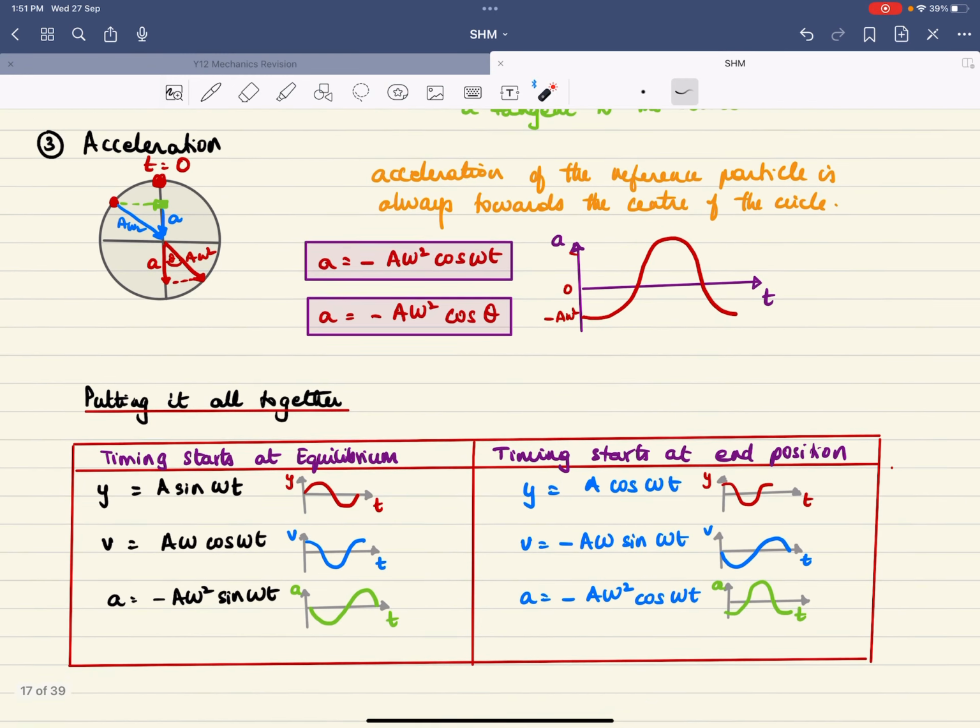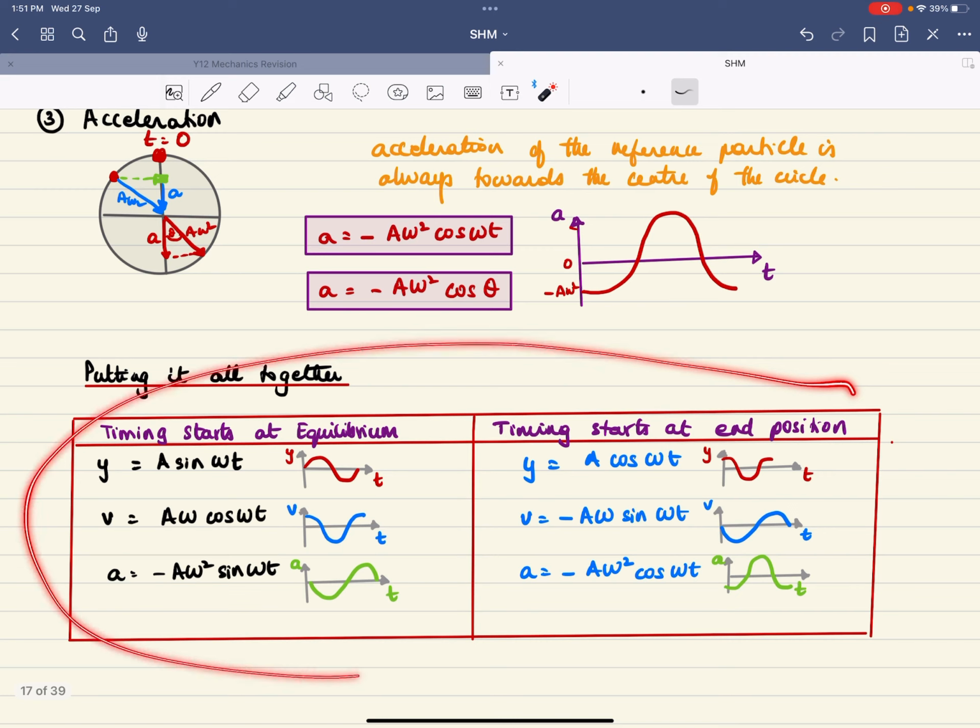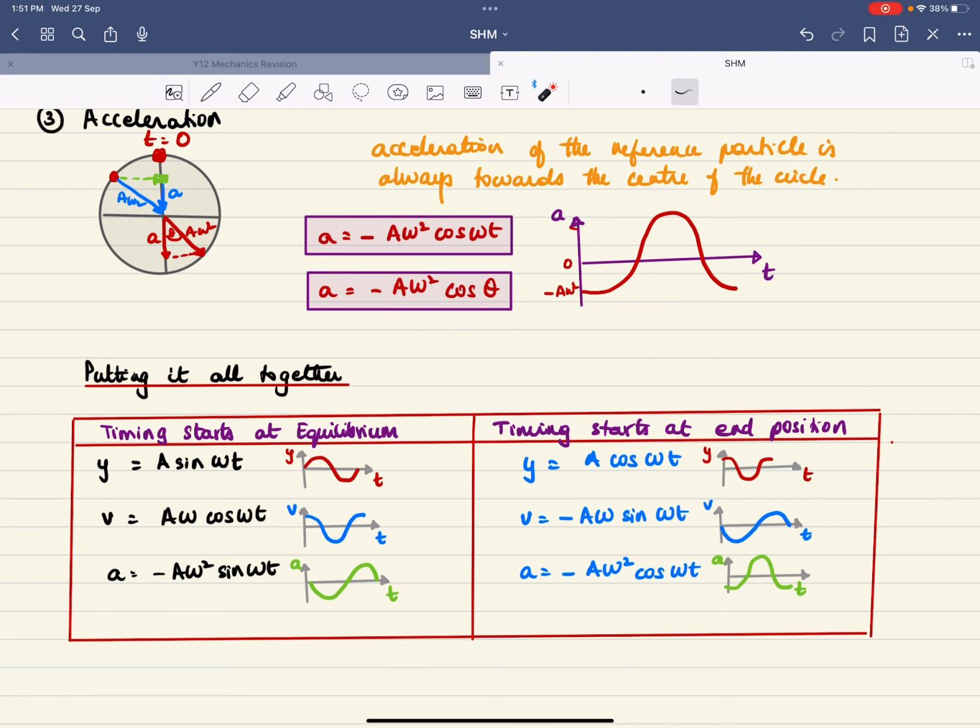Now when you're putting it all together, this is how you get it on your formula sheet. You have 3 sets of equations for when timing starts at equilibrium, and you have 3 sets of equations when timing starts at the end position.